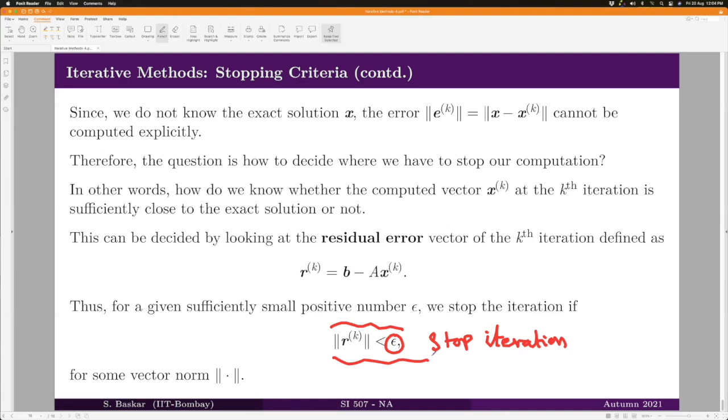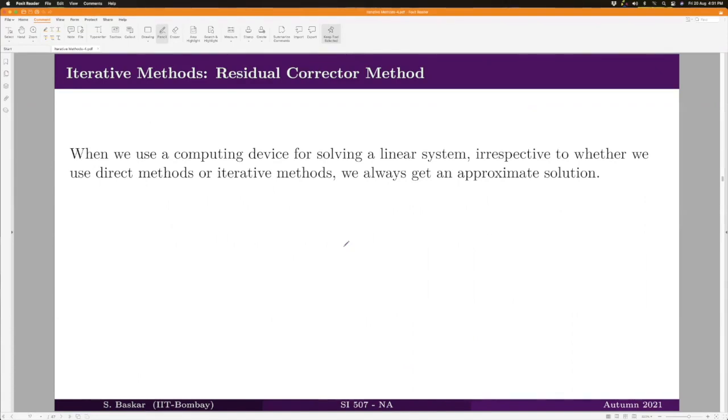However, it may be dangerous to use this idea as a stopping criteria for nonlinear equations, but that we will discuss in the next chapter. But in this chapter, since we are dealing with linear systems, this is a very good criteria to stop your iteration. Next, let us discuss residual corrector method.